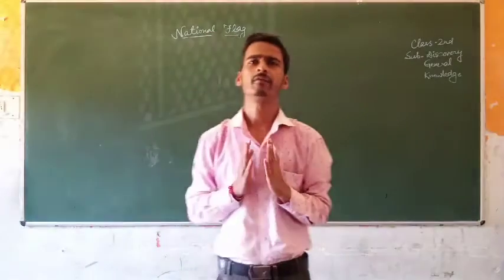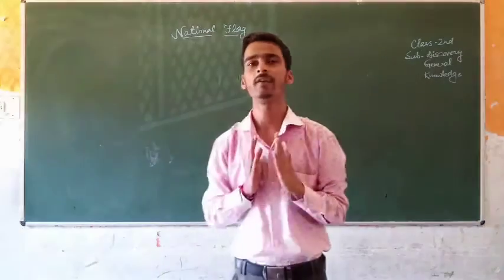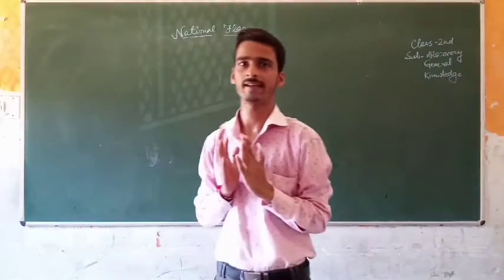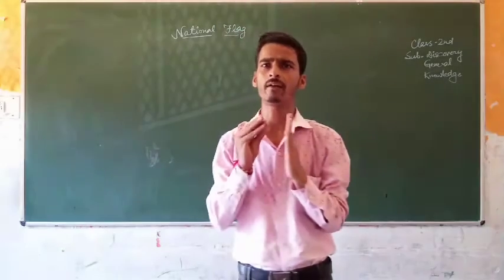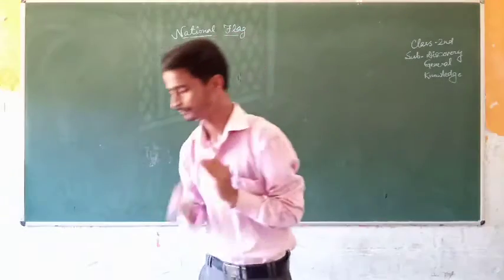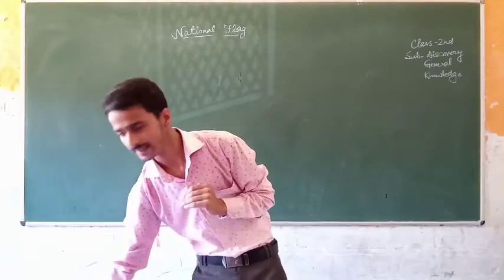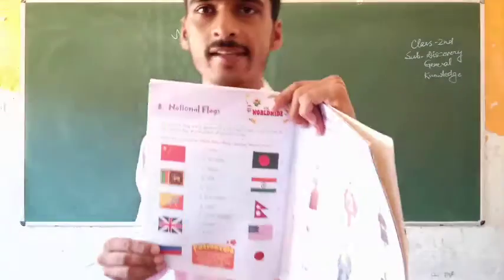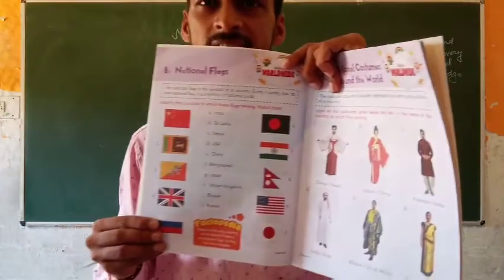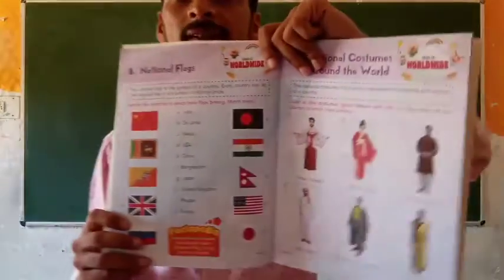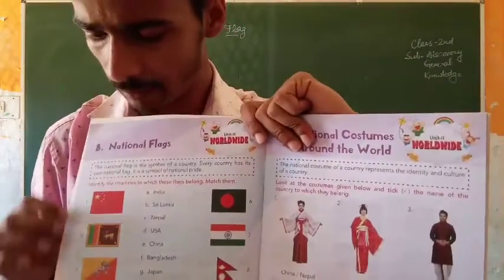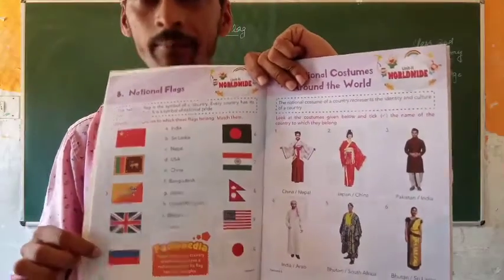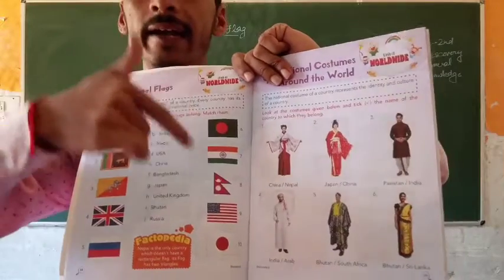Today in our GK topic we will learn about national flags, and we will collect some information about them. Our topic is national flag. You can see the national flags given here, numbered 1, 2, 3, 4, 5, 6, 7, 8, 9, 10.